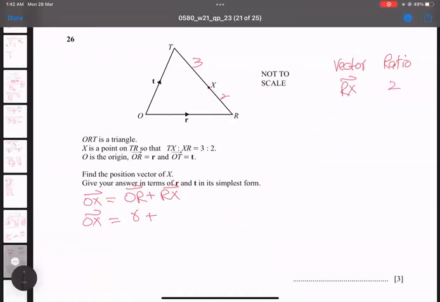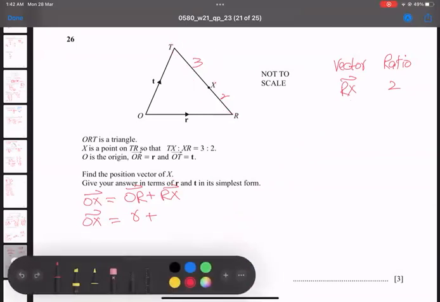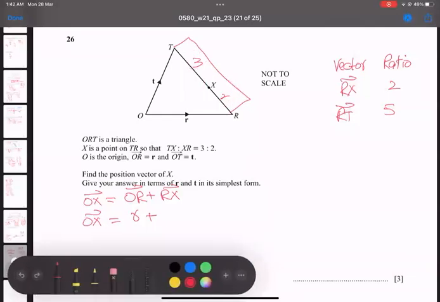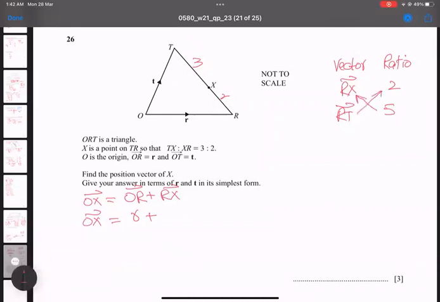One job is done. Now the problem is that if I keep XT here, XT itself is unknown. So I can take R to T. Why, sir? Because R to T we can find easily. So I'm writing here RT vector and here 5 ratio. How come 5 ratio? From R to T, 3 plus 2 is a 5 ratio. So now I can go for cross multiply. This multiplies there. So 5 times RX is equal to 2 times RT. So RX is equal to 2 by 5 times RT.